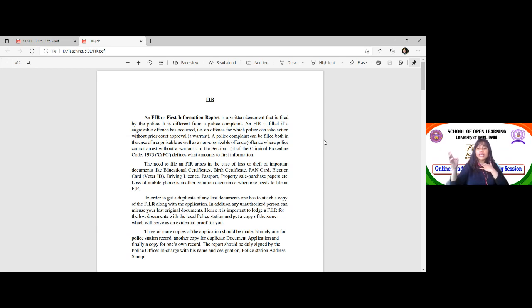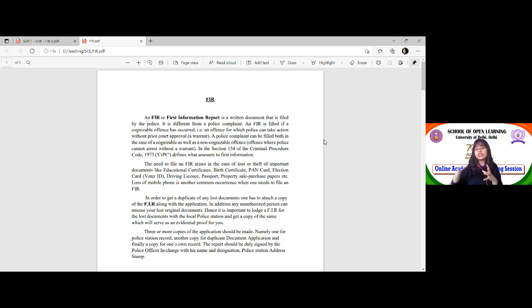Now, in order to get a duplicate copy, you require this FIR, the document that you have filed at the police station, to make the application. So say you lose your class 12th mark sheet, or an admit card, or your birth certificate, and you need to reapply for a duplicate copy, then you have to reapply with a copy of the FIR that you have filed at the police station.